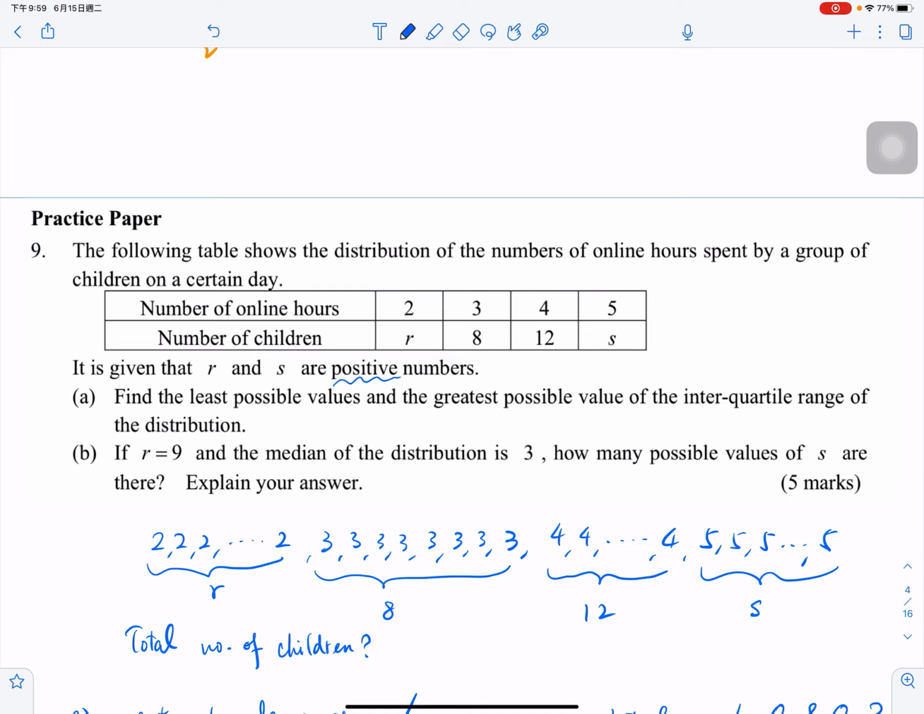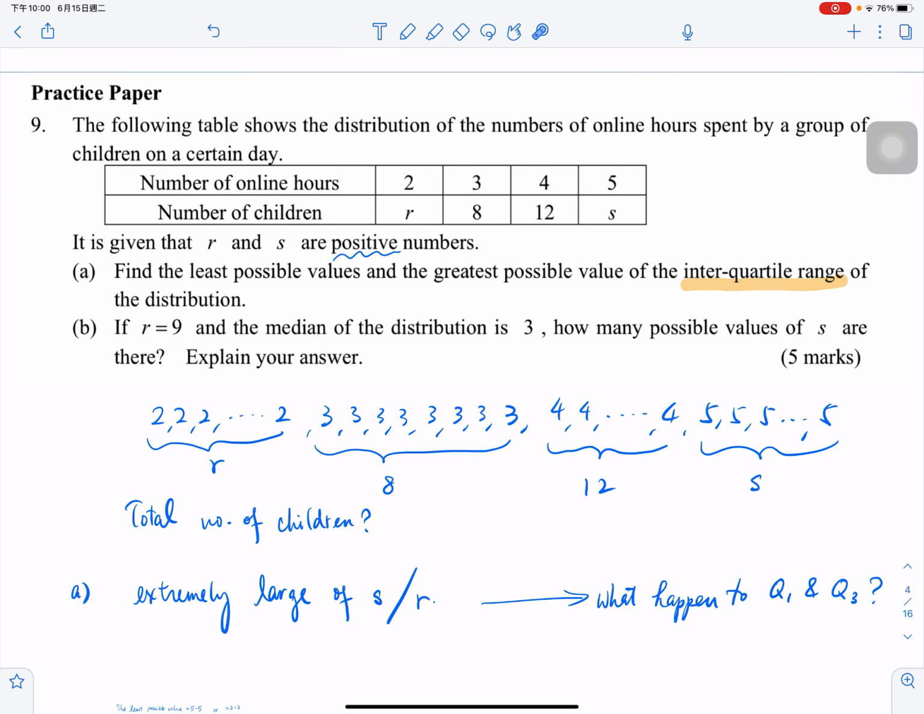Part A: find the least possible value and the greatest possible value of the interquartile range of the distribution. That means if we put it in order, there are R at 2, 8 at 3, 12 at 4, and S at 5. Do you know the total number of children here? If you study the question clearly, no. Then what should we do? Find the least possible value.